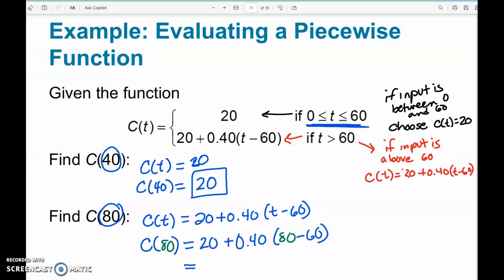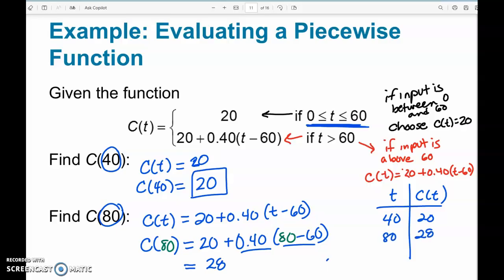So you should have got a total of 28 when you put this in the calculator. Remember, order of operations. In our calculator, you can put this in all in one step. If you were going to do it in pieces, you have to do the parentheses first, then multiply by 0.4, and then add 20. So you should get 28. So here we got two ordered pairs. When t is 40, we get an output of 20. And when t is 80, we get an output of 28. So I can write this as ordered pairs, (40, 20) and (80, 28).